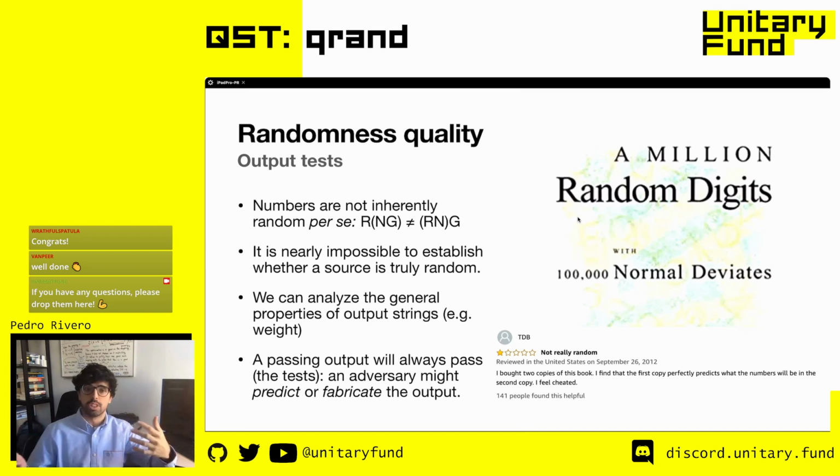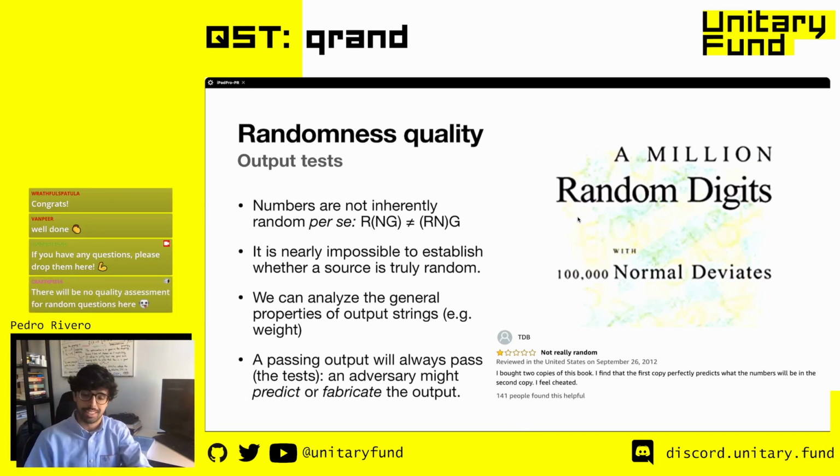the problem with all these procedures is that it is nearly impossible to establish whether a source of entropy is truly random or not. The best we can do is analyze the outputs of that source for statistical properties, such as its weight, or how often it produces certain patterns. But the problem this introduces is that a fabricated output will always pass the tests. Me or an adversary could fabricate a random number and send it to you as if it was perfectly secure and random.